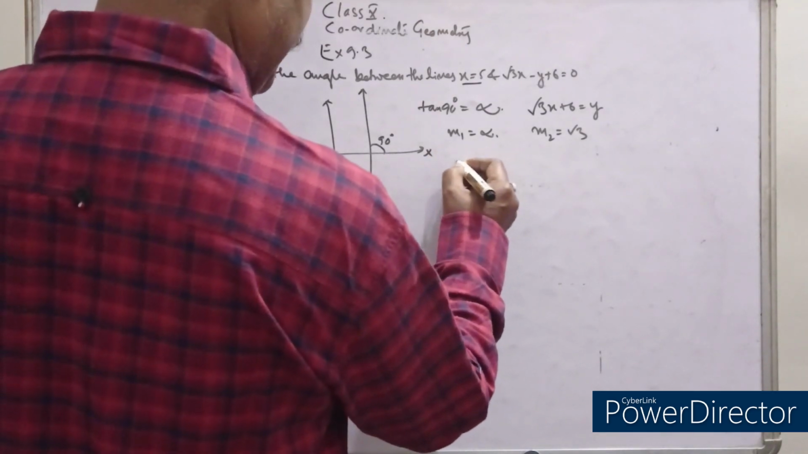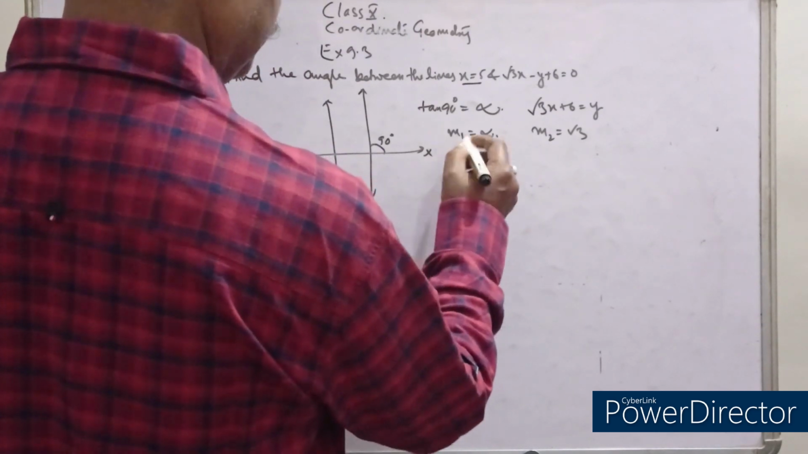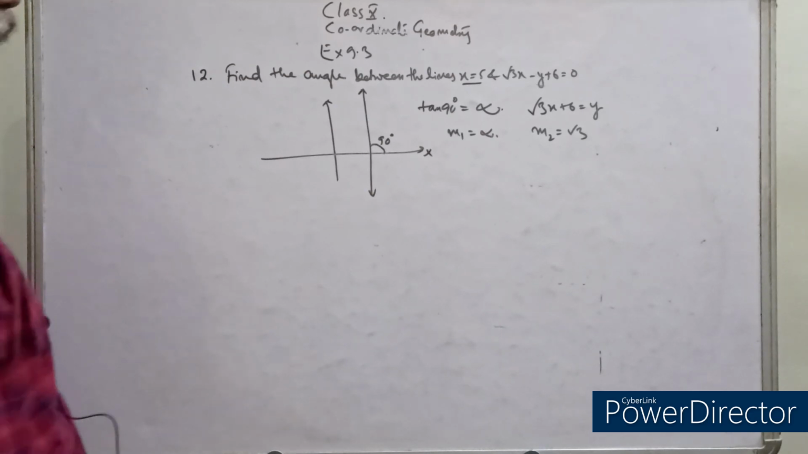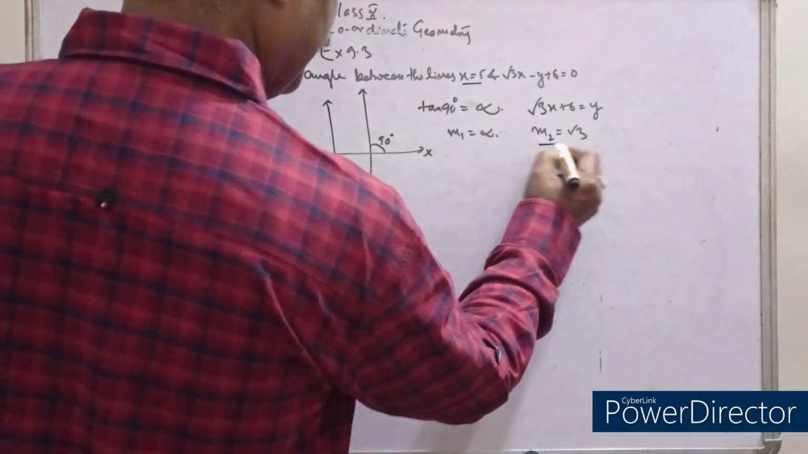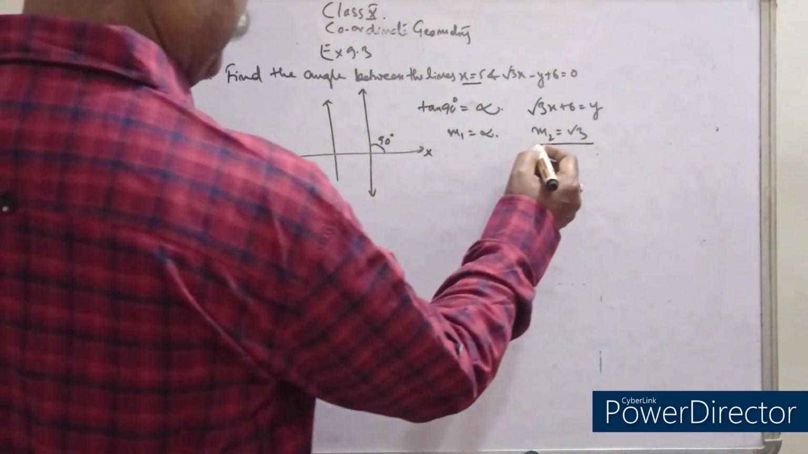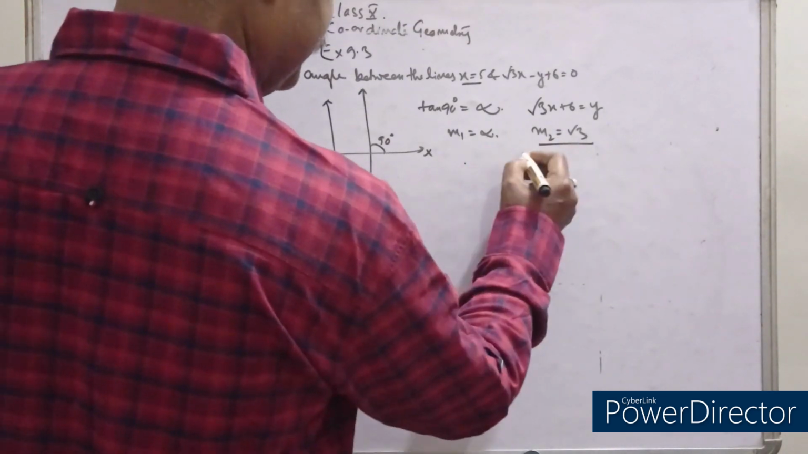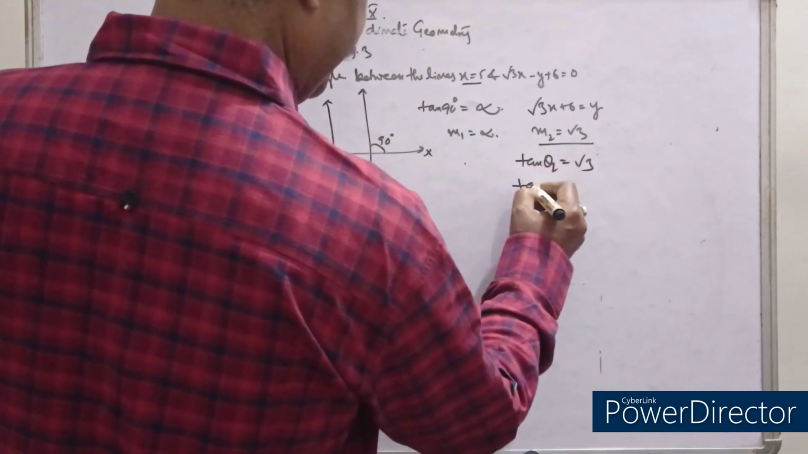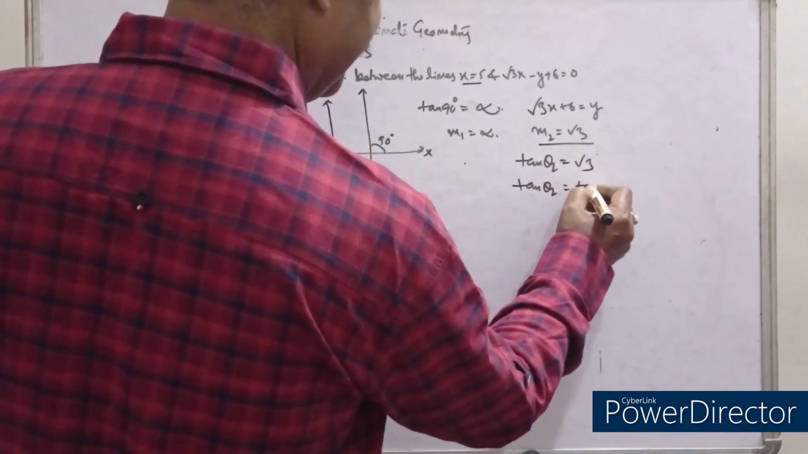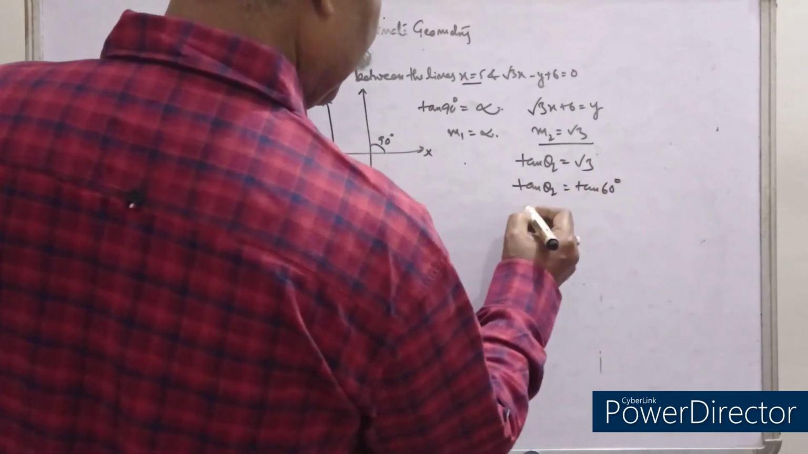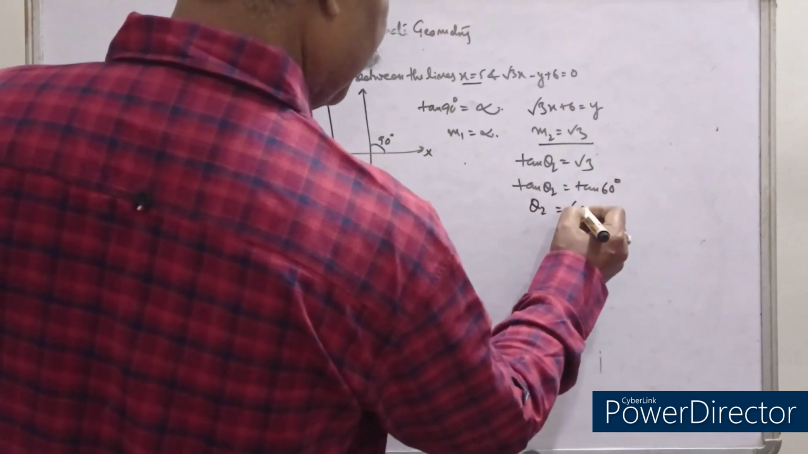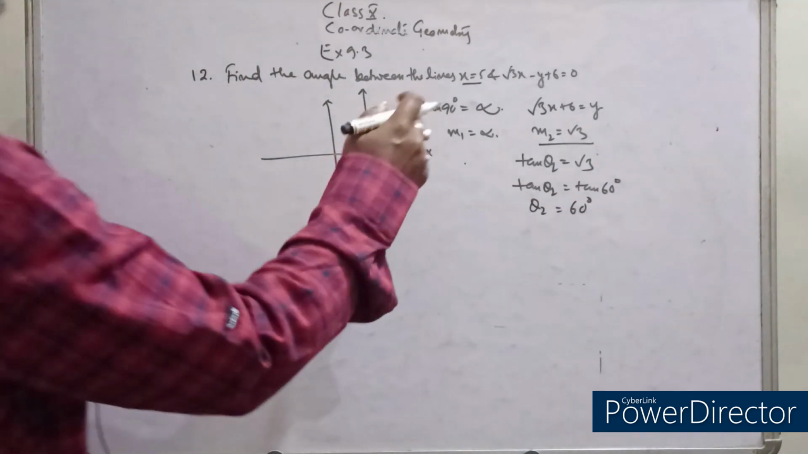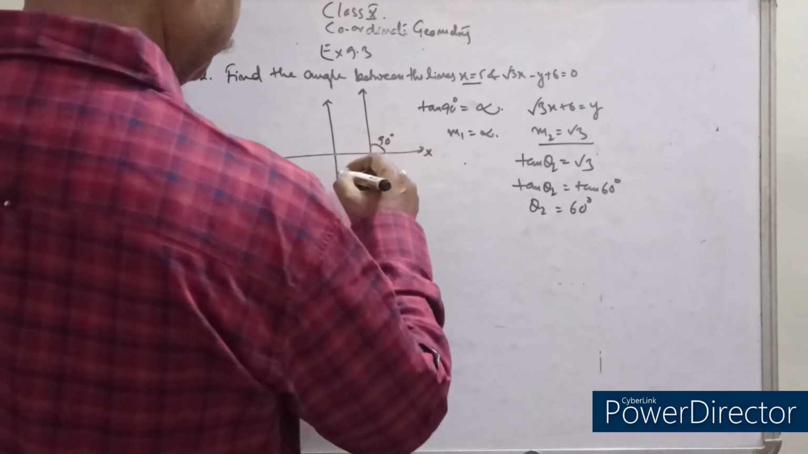Now here the question arises that find the angle. This m2 is equal to root 3. That means slope m2, that means tan theta 2 is equal to root 3. So tan theta 2 is equal to tan 60 degree. So theta 2 will be equal to 60 degree. Here you say theta 2 is 60 degree. So this line is making an angle 60 degree.